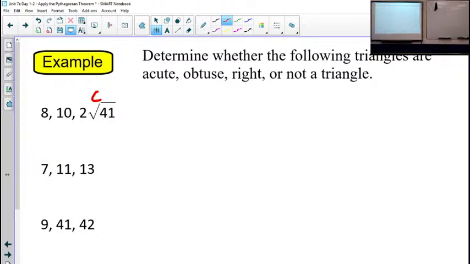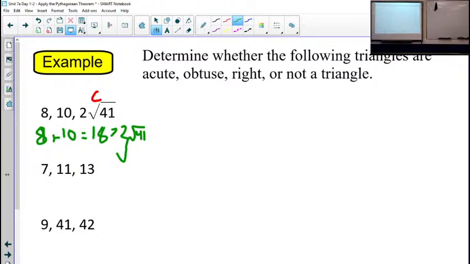So this number is a decimal somewhere between 12 and 14. First thing I need to check, I need to add up the two shorter sides, which are 8 and 10. That's 18. This number is between 12 and 14. So is 18 bigger? Yeah, it is. Good news for us, we have a triangle.